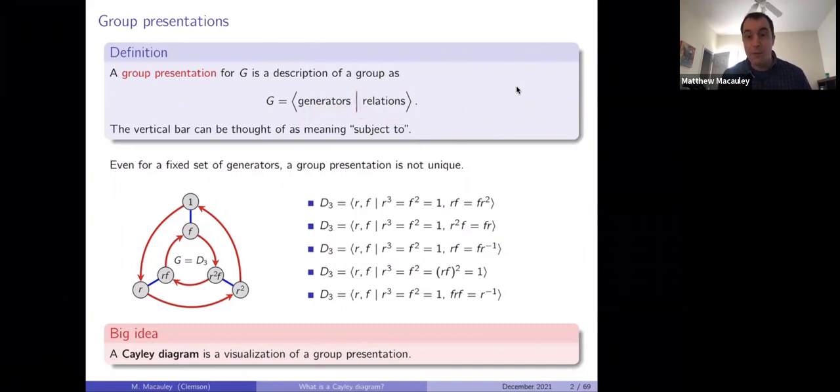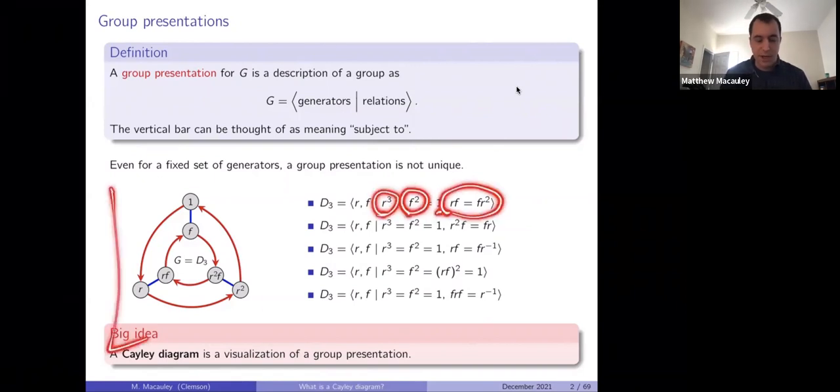So just as an example, the set of symmetries of a triangle, there's a lot of ways you can write this as a presentation. It's called D3, and it's generated by a rotation and a reflection, and subject to these relations. So if you rotate 3 times, you get the identity. If you reflect 2 times, you get the identity. And then this is how the reflections and rotations are connected.